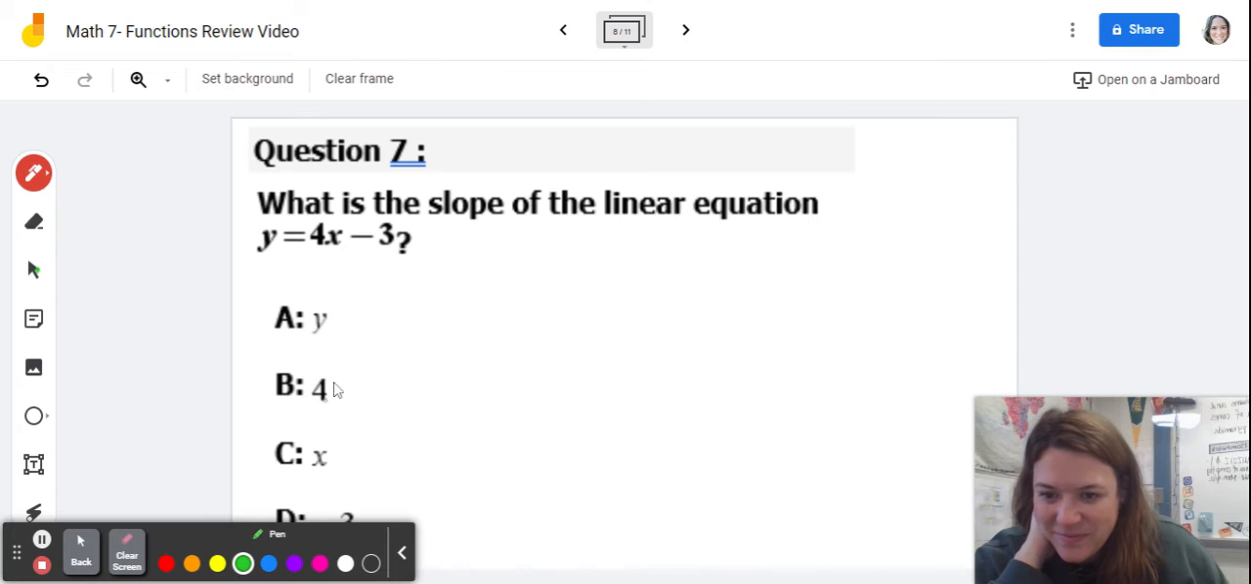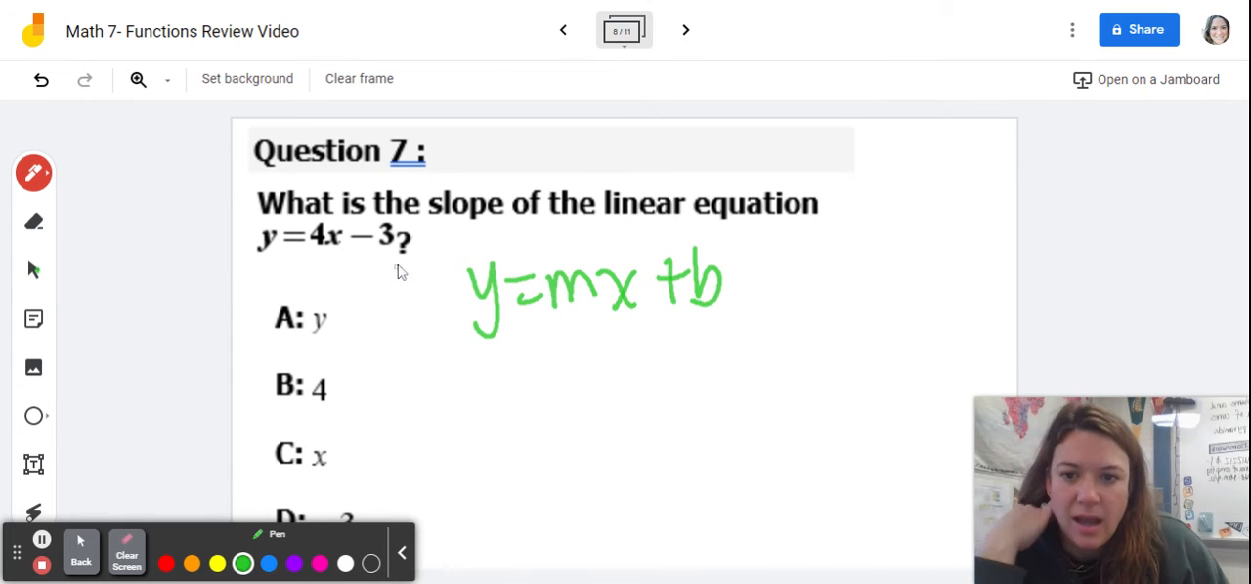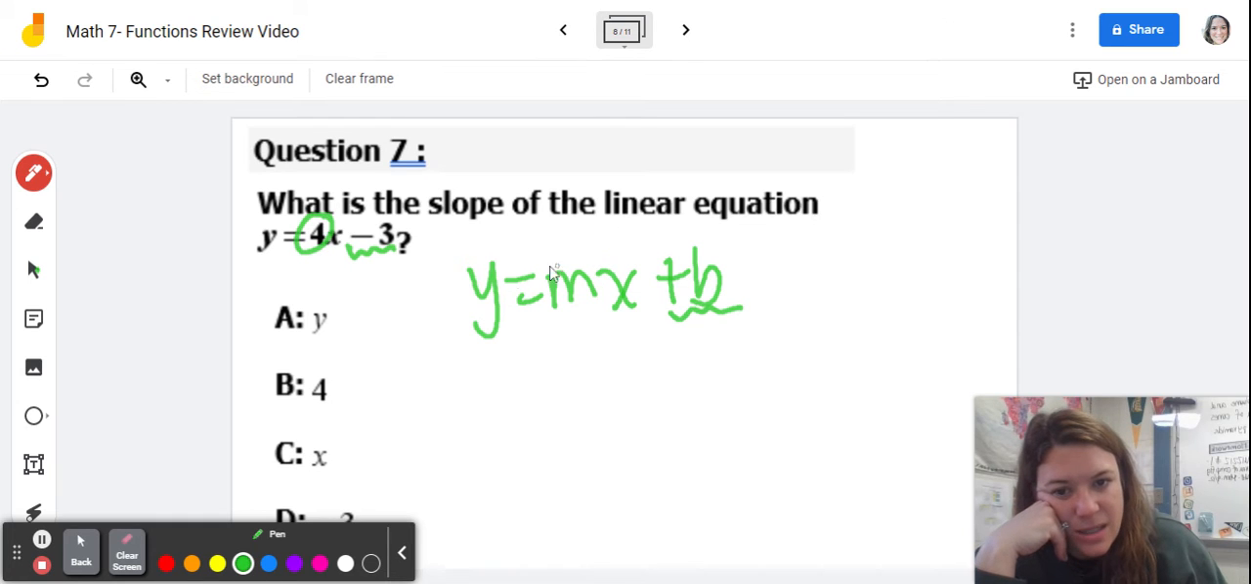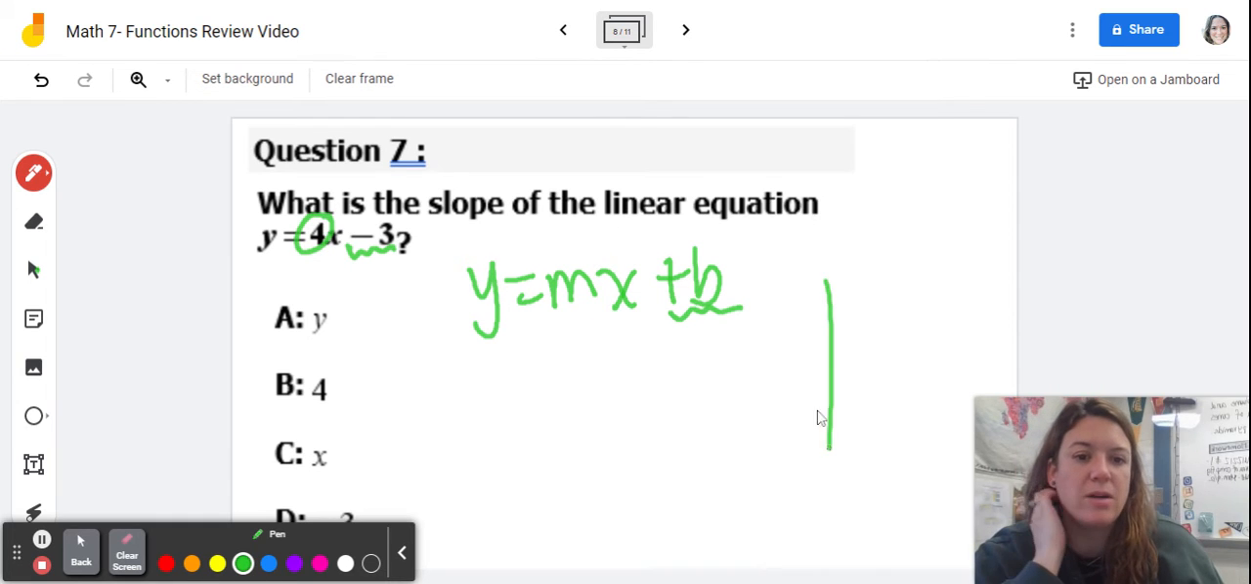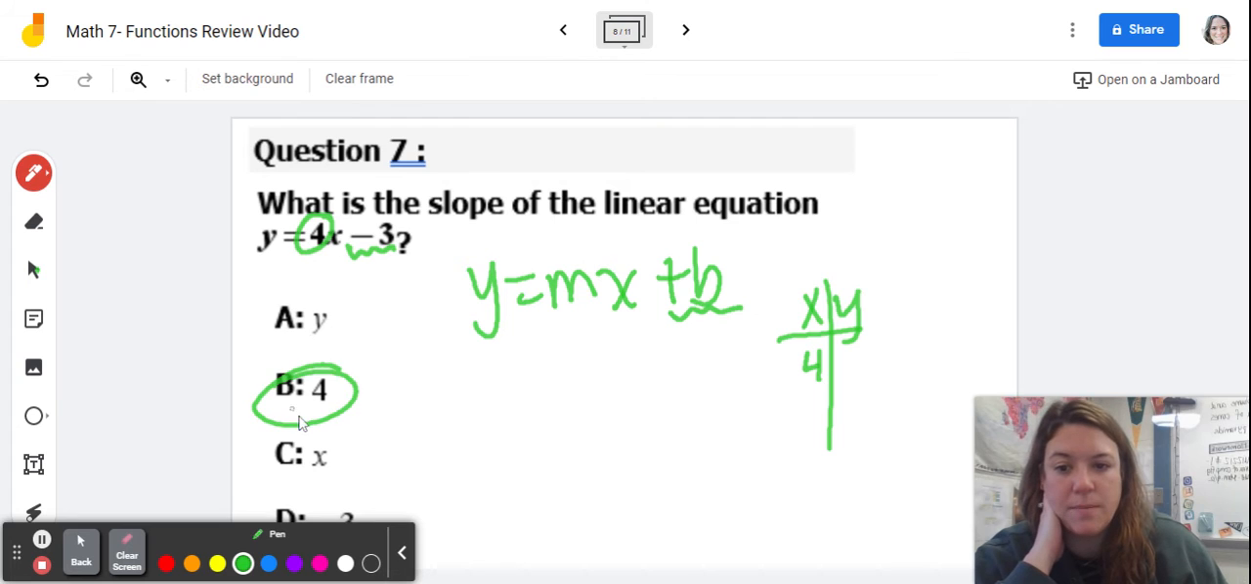There we go. Y equals mx plus b. The -3, that's the y-intercept. Okay, the 4 is the slope. The x and the y are just like the ordered pairs. Like if I had an xy table, I would put this number in there. That's what the x is. M is slope, and that's 4.